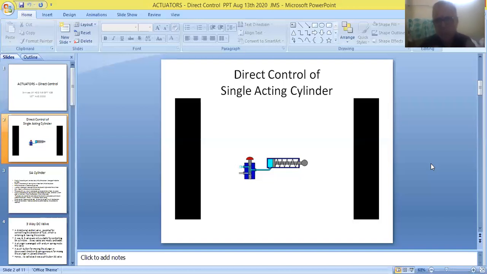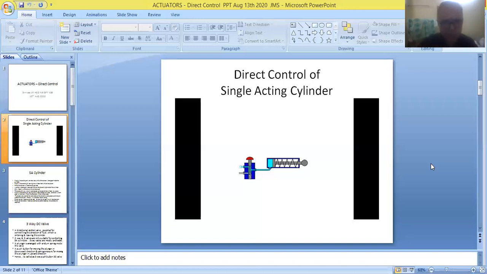So totally, it has three ports: one inlet, one outlet, and one exhaust. Therefore, it is referred to as a three-way DC valve. So friends, these three-way valves are very, very essential, whether it is a hydraulic or a pneumatic system. Three-way valves are very essential for operating or controlling a single acting cylinder.